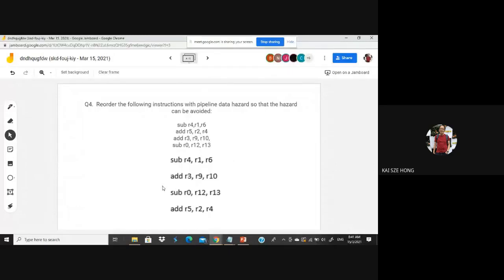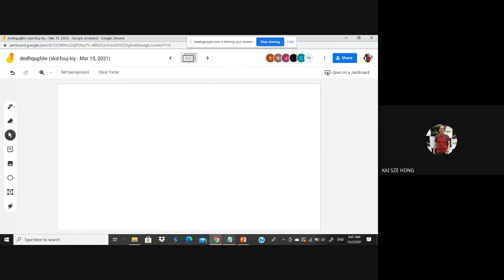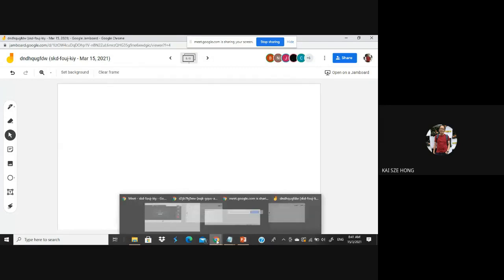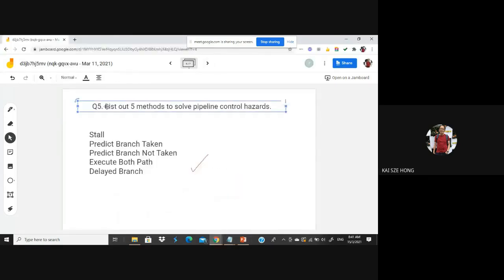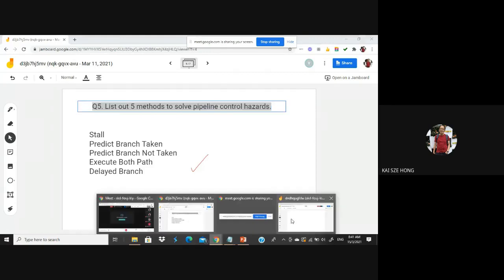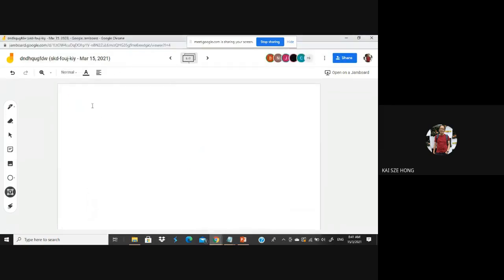Does anyone have any problem with using a compiler to solve the hazards? If no problem, then we can go to the last one. The last one will be related to the pipeline also. This will be the last question. I want you to list out 5 methods to control the hazards. Let me show you the answer. Question: list out 5 methods we can use to solve pipeline control hazards.